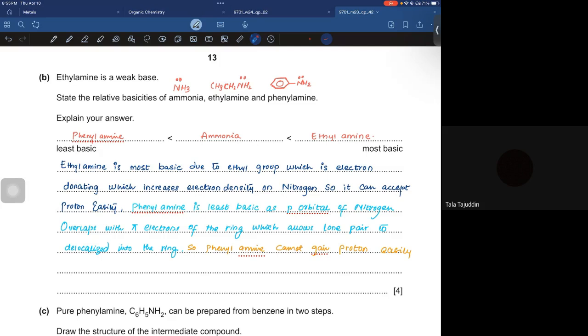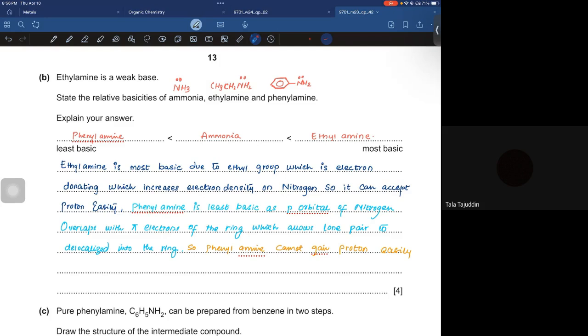Phenylamine is least basic. Why? As the p orbital of nitrogen overlaps with the pi electrons of the ring, which allows the lone pair to delocalize into the ring. So phenylamine cannot gain a proton easily. That's the reason. This is of 4 marks.